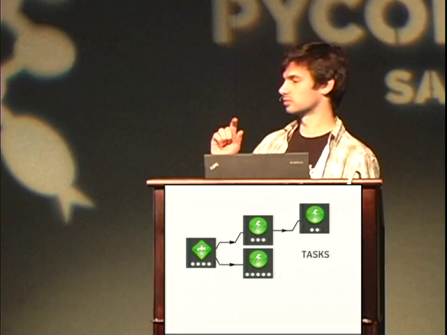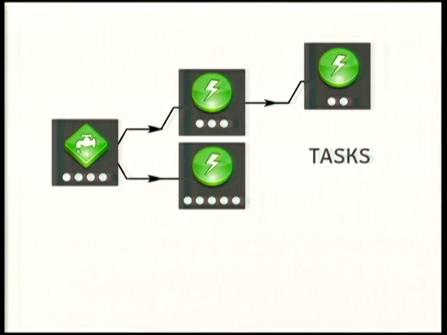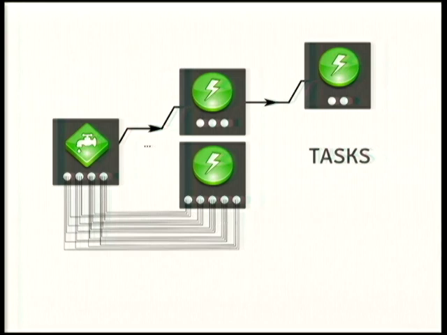So spouts and bolts, although I was representing them as a single node in that previous graph, are actually inherently parallel. And so they execute as many parallel tasks across the cluster. The level of parallelism of a given component is specified when you insert it into a topology. I don't know if you guys can see all those tons of little lines down there, but that's basically the plumbing that Storm does for you.